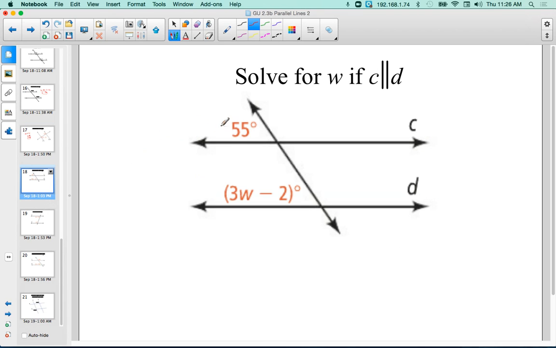I'm not going to do this one. This is another one where we have a pair of corresponding angles. They will be congruent.